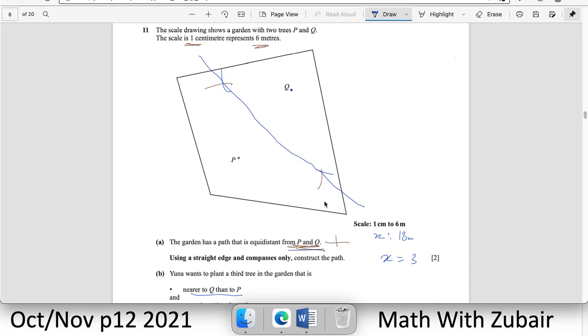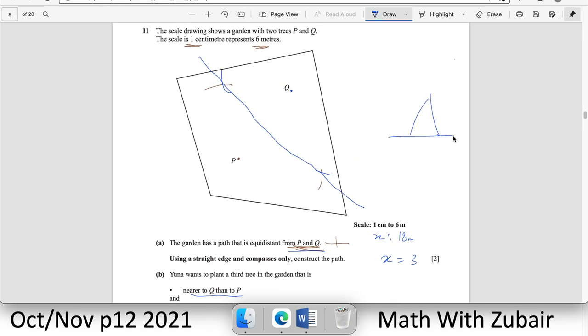18 meters from Q. So open your compass to 3 centimeters, place the needle at Q and draw an arc of 3 centimeters like this. Let's make it a little more neat. This should work. So more than 3 centimeters like this.